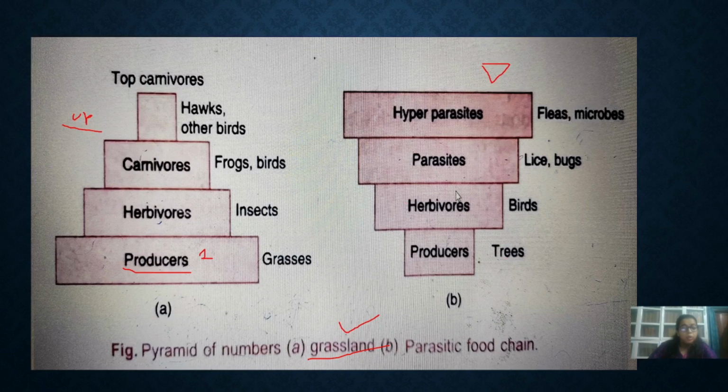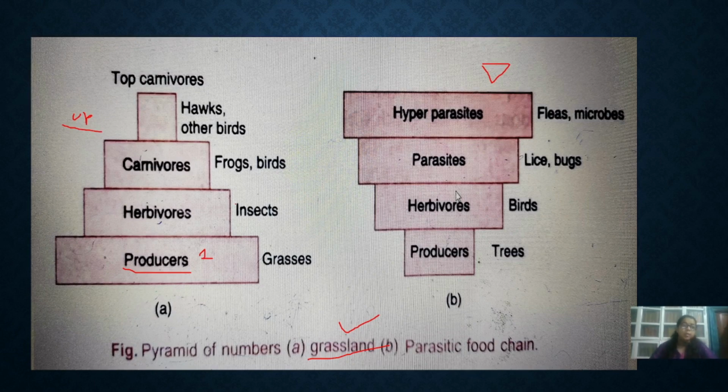So here the hyperparasites feed on the parasites. These parasites will be fed by the birds, and the birds then live on the trees. Okay, so gradually the energy decreases, but in this case it is in an inverted manner. So these are the two examples.